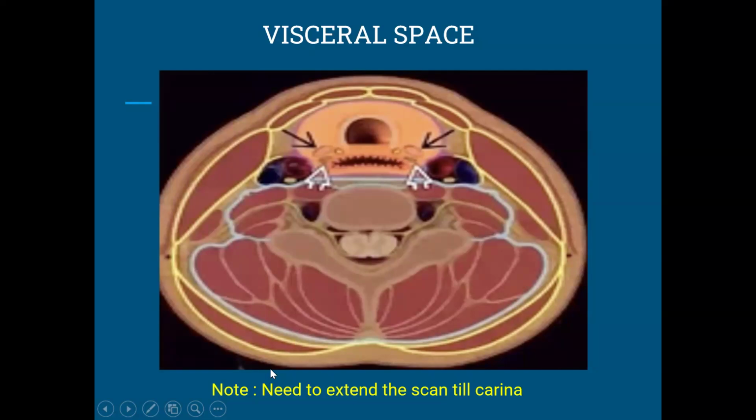A very important point while dealing with visceral space pathologies is that we always need to extend our scan, while imaging, down to the carina, because all these structures located in this visceral space drain into the superior mediastinal lymph nodes. Hence, it's always important to extend the scan inferiorly to look for any involvement inferiorly.